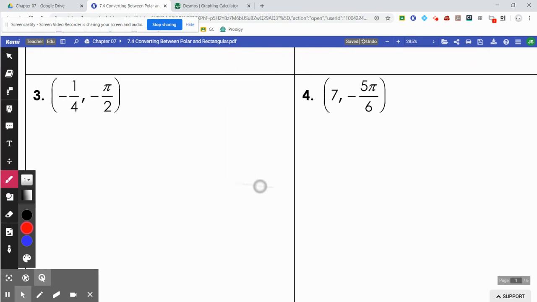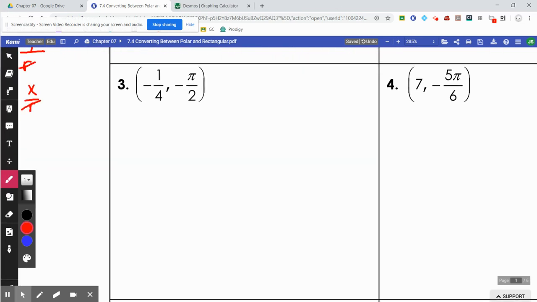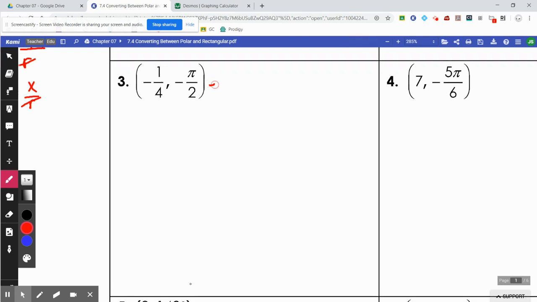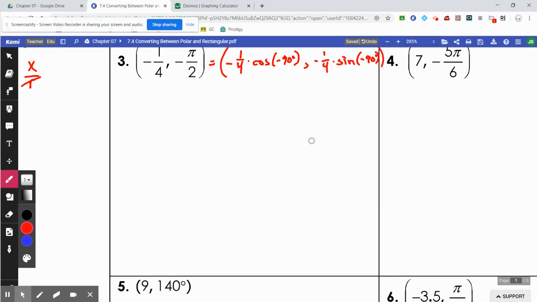Number 3, let's convert these, again, polar coordinates to rectangular. So you can actually just do it like this. The x value is going to be r, and now this is polar and this is rectangular. The x value is going to be r, which is negative 1/4, times the cosine of theta, and I'm going to write that it says negative 90 degrees, and my y value will be r times the sine of negative 90 degrees. So that's going to be my point.